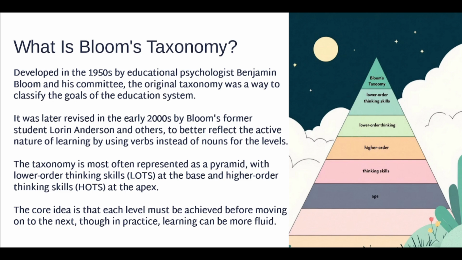Developed in the 1950s by educational psychologist Benjamin Bloom and his committee, the original taxonomy was a way to classify the goals of the education system. It was later revised in the early 2000s by Bloom's former student Lauren Anderson and others to better reflect the active nature of learning by using verbs instead of nouns for the levels. The taxonomy is most often represented as a pyramid, with lower-order thinking skills at the base and higher-order thinking skills at the apex. The core idea is that each level must be achieved before moving on to the next, though in practice, learning can be more fluid.